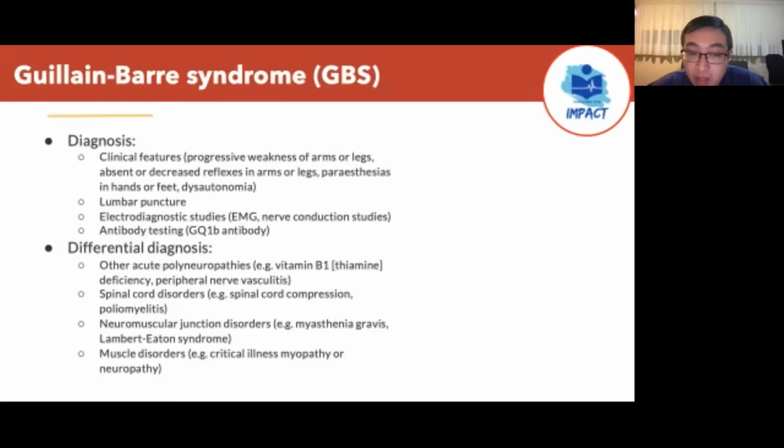So if you suspect GBS in a patient, as we do in this case, you can support your clinical diagnosis by ordering 2 investigations. So I want to know what 2 investigations we order to confirm the diagnosis.